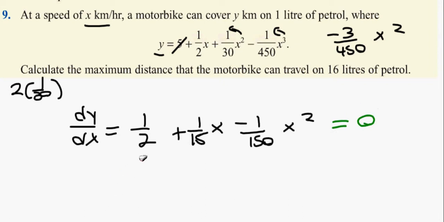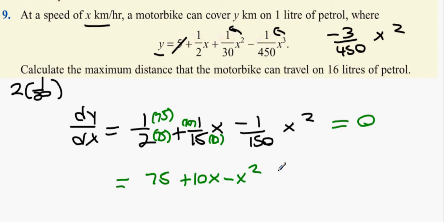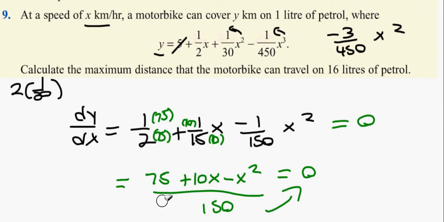So when it's equal to 0, we're going to have to get rid of these fractions here. I'm going to turn all of them into 150s. So I'm going to multiply the top and bottom by 75, that'll turn that into over 150, and multiply the top and bottom here by 10, and that'll turn it to over 150. So I'm going to get 75 plus 10x minus x squared equals 0. It was all over 150 technically, but when you multiply the 150 upwards, it disappears. So that's why that's gone there.